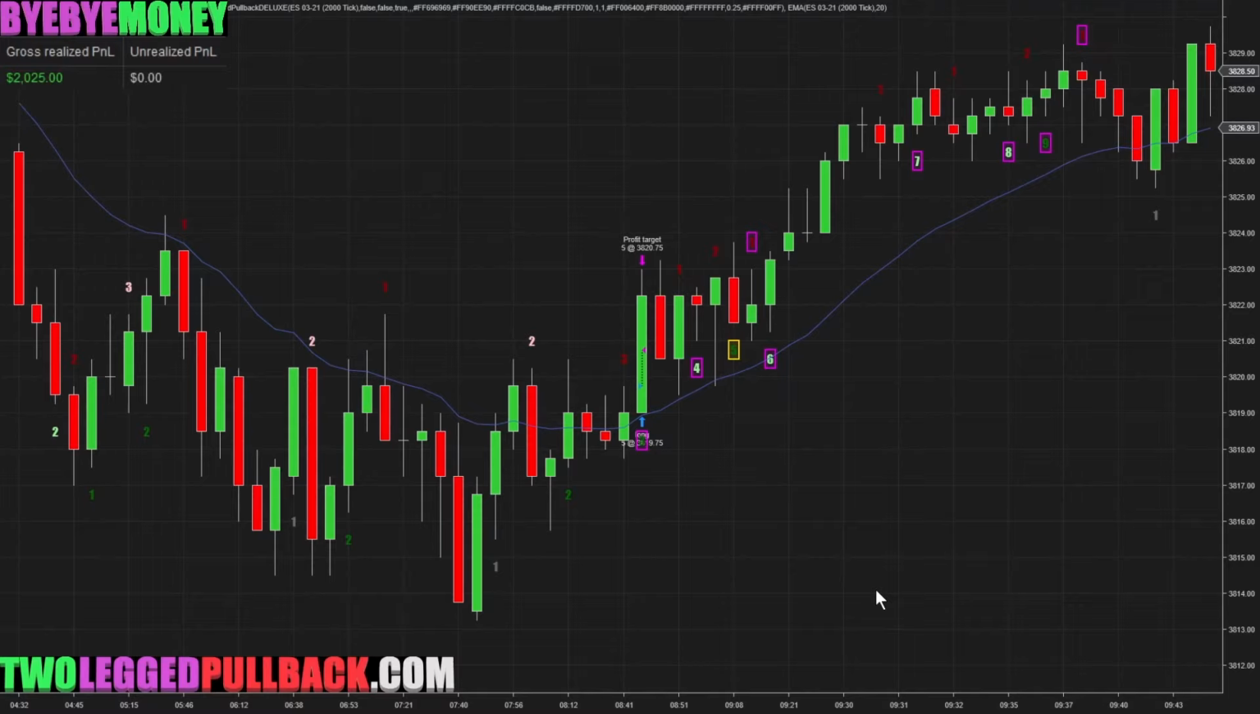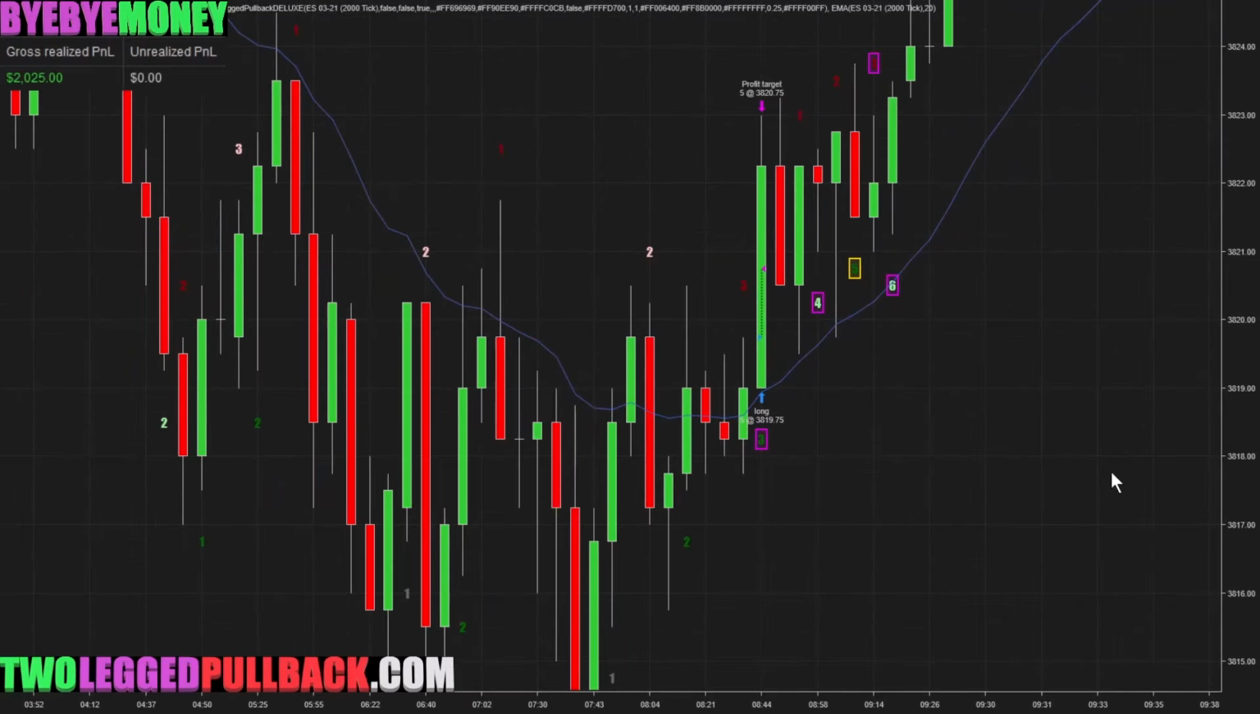The setup that the automated strategy is actually looking for is a second entry, but not only a second entry, it's a second entry combined with a trap, as you can see here. It's a dark green number, also with a magenta box. The two-legged pullback indicator automatically identifies these certain setups, this second entry plus a trap combination. Why is this such a highly probable setup?